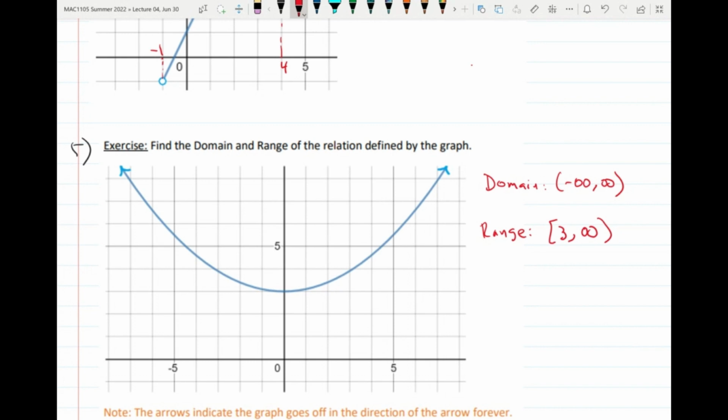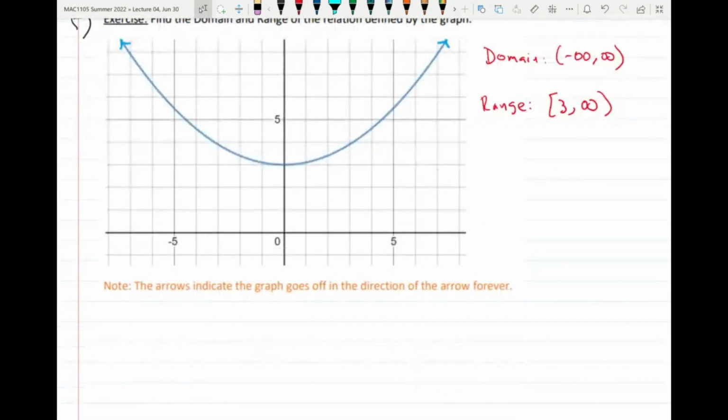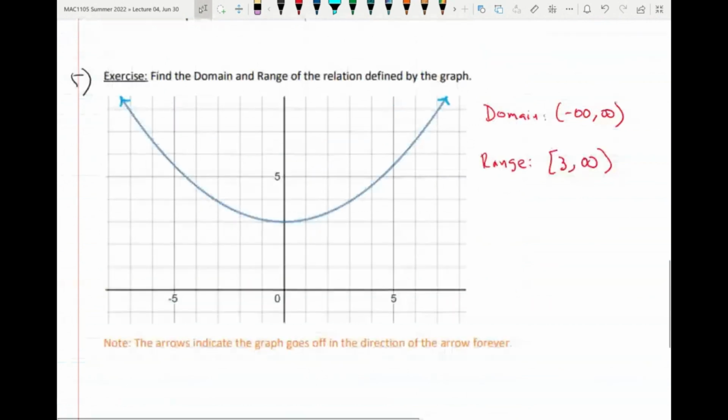Do you understand this? Okay, good. So now that we have a little understanding of what relations are, our main focus among relations is actually functions. So let me define what a function is. A function is a relation, but it's a special relation.